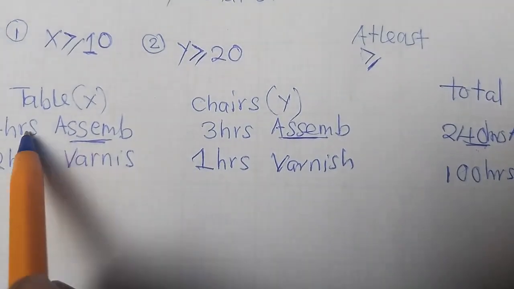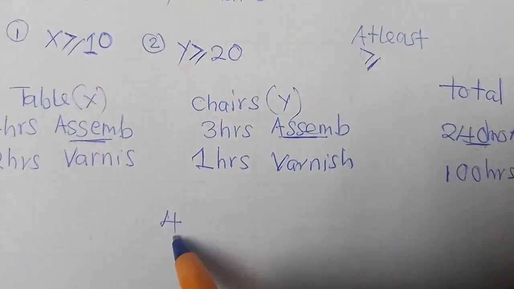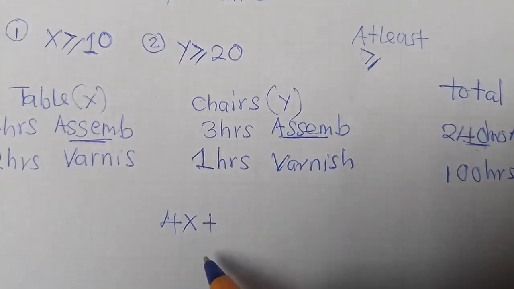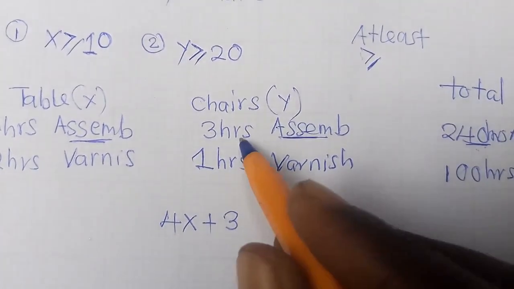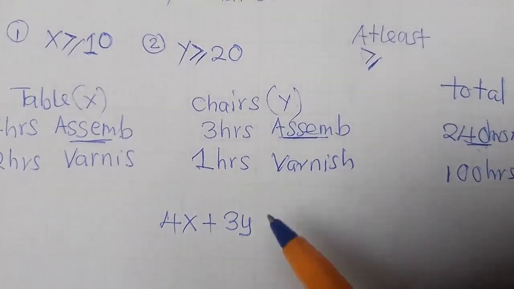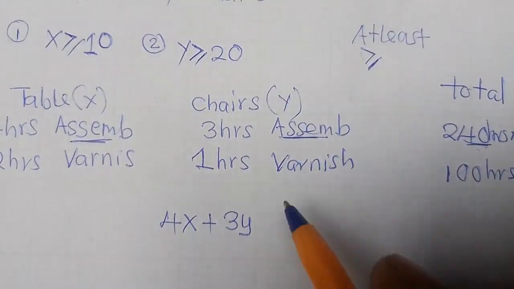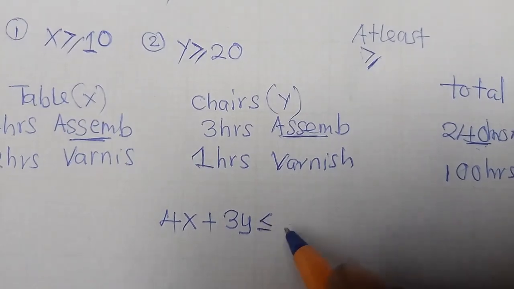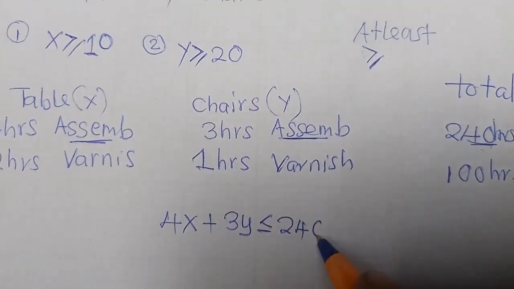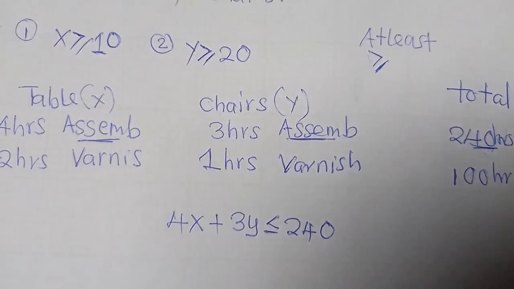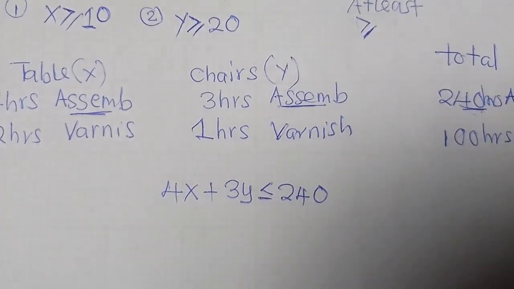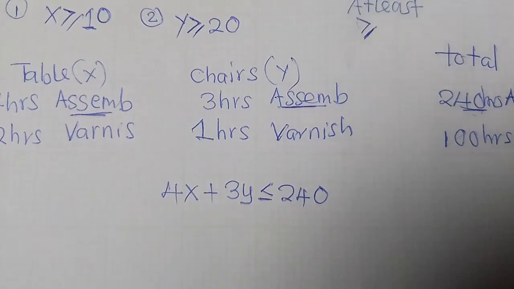So here it is X. I'll say 4X plus 3Y for assembling. There is Y, the chair. Then less than or equal to what? Less than or equal to 240. This is the first one. So I just grouped assembling. Now I go for vanishing.